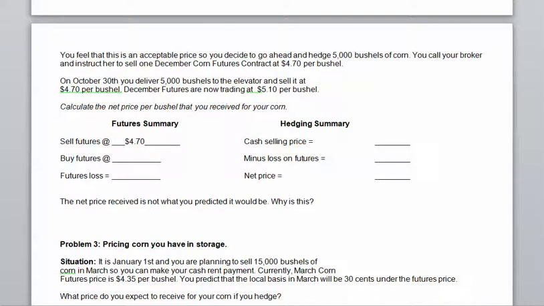On October 30th, we deliver 5,000 bushels to the local elevator and sell it at $4.70. December futures are now trading at $5.10 a bushel. So in this example, corn has actually gone up. We need now to buy back at $5.10 a bushel when we deliver our cash corn at $4.70. We actually lost on our futures transaction.